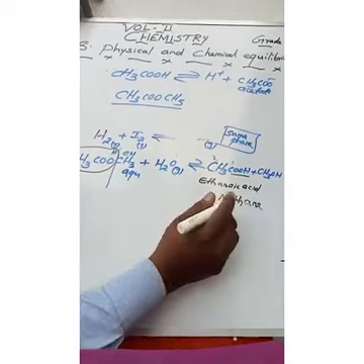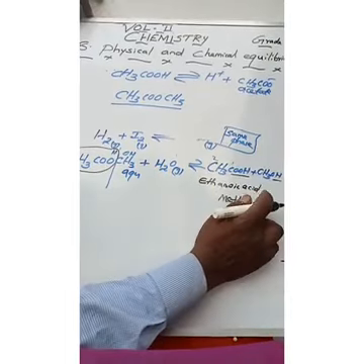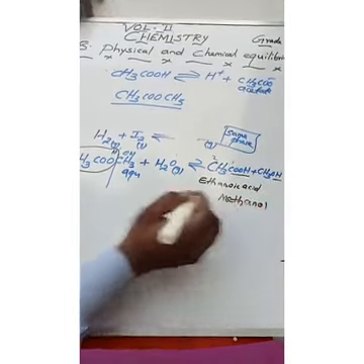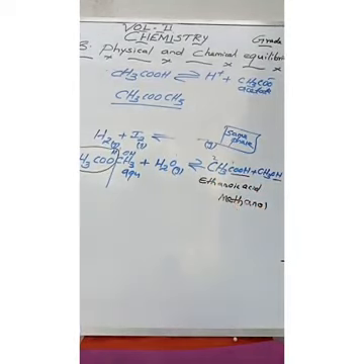The functional group is OH. So the suffix we have to add for OH is OL. Already we discussed. So what's the name of the compound? Methanol. These two products are ethanoic acid and methanol.